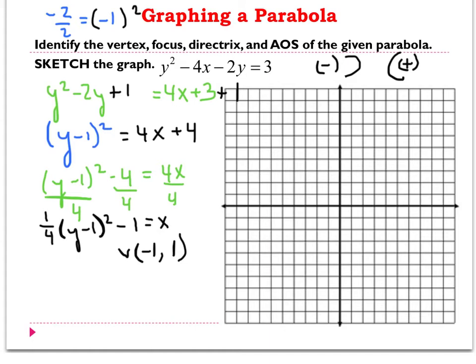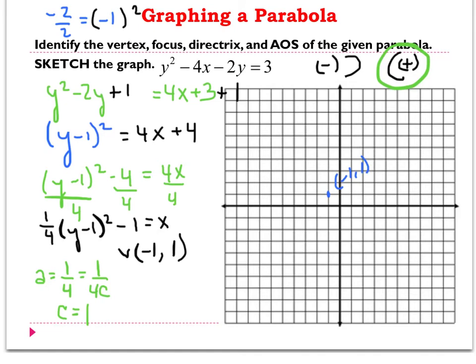To find my focus and directrix, I need my focal length. Now since a here is a positive 1/4, I know that I'm going to be opening to the right. So a is a positive 1/4, which is also equal to 1/4c. So it's easily seen that c is going to be 1. So let's go ahead and plot our vertex. Negative 1, 1.